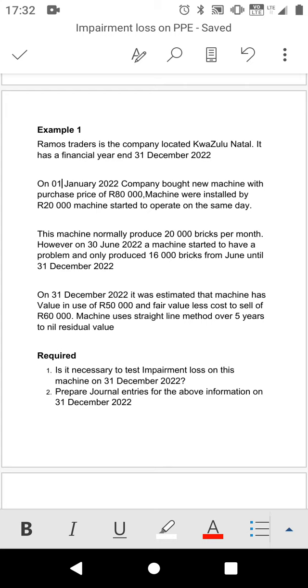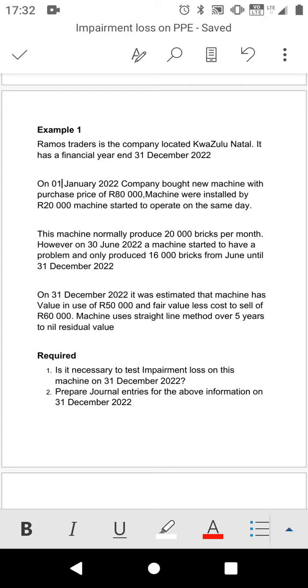Okay, this machine normally produces 20,000 bricks per month. However, on 30 June 2022, the machine started to have a problem and only produced 16,000 bricks from June until 31 December 2022. There is an indication of impairment on this paragraph. This machine normally produced 20,000 bricks, but now it started to produce 16,000 bricks for a period of 6 months. Which means that there is a problem on this machine. We have to account for impairment. That's the second answer that you have to give on number one.